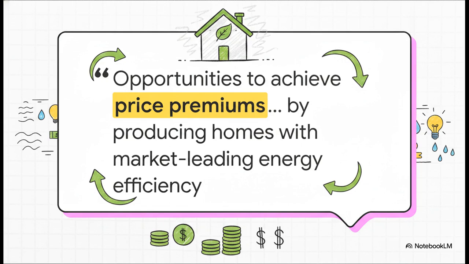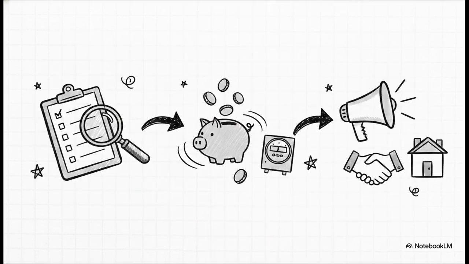I absolutely love this quote directly from the text because it hits the nail on the head regarding the financial incentive. It explicitly acknowledges the opportunities to achieve sales price premiums by producing market-leading homes. Buyers see the long-term utility savings, and they are increasingly willing to pay a premium up front for a home that performs better over its life cycle. But to actually capture those premiums, you can't just keep it a secret, right? Your disclosure needs to outline your strategy for measuring and communicating these improvements.